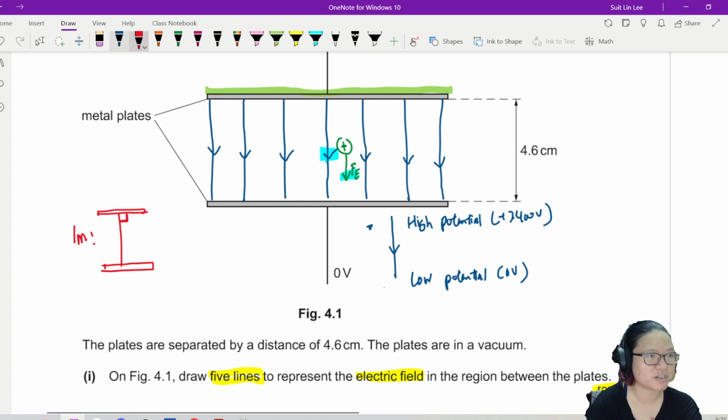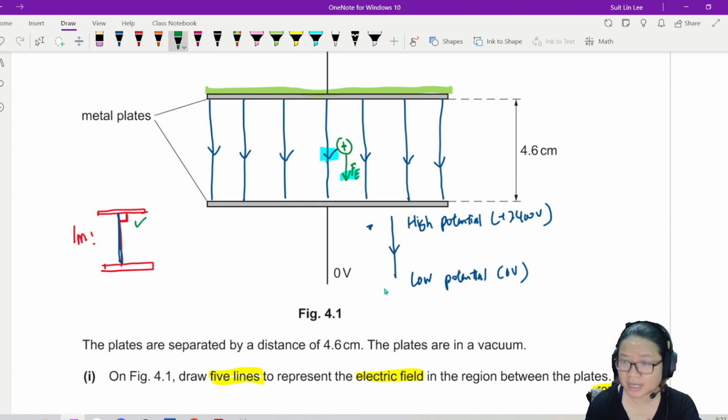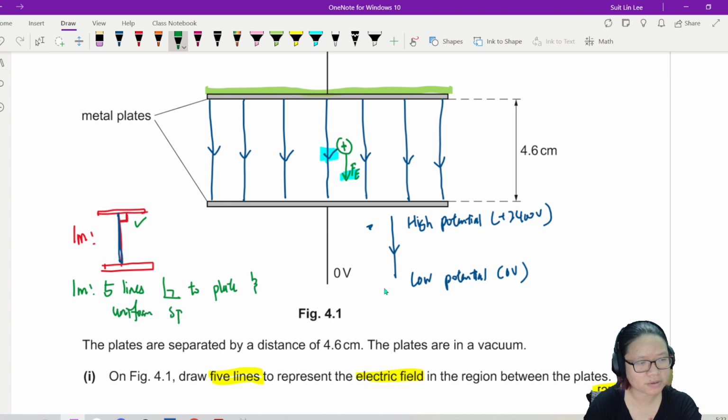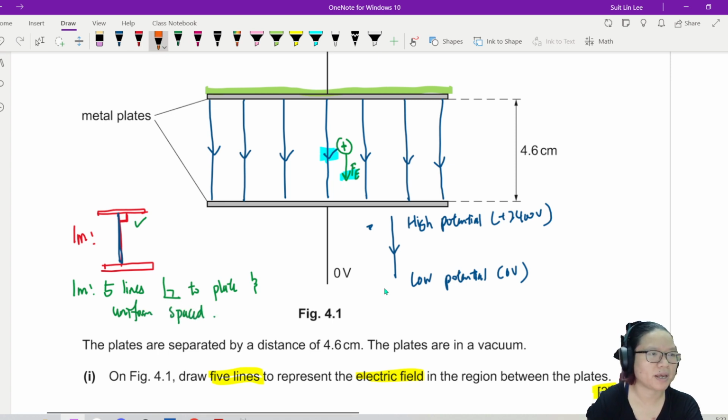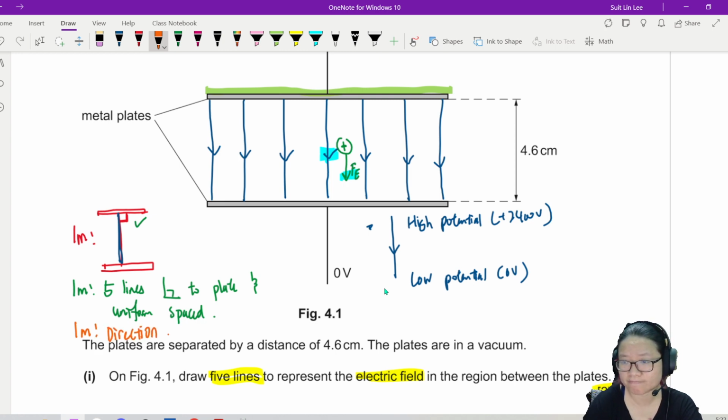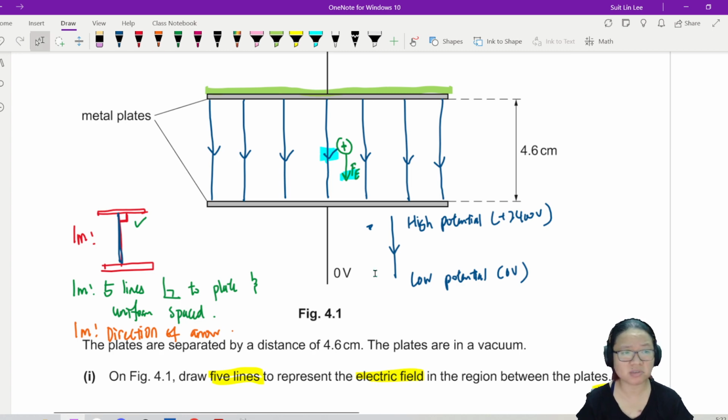Okay, so the shape of this line is perpendicular to the plate. So 1 mark. The second mark is I have 5 lines perpendicular to the plate and uniformly spaced. And the final mark is when you have the arrow pointed in the right direction, downward direction of arrow. I like this question. It's a very easy 3 marks.